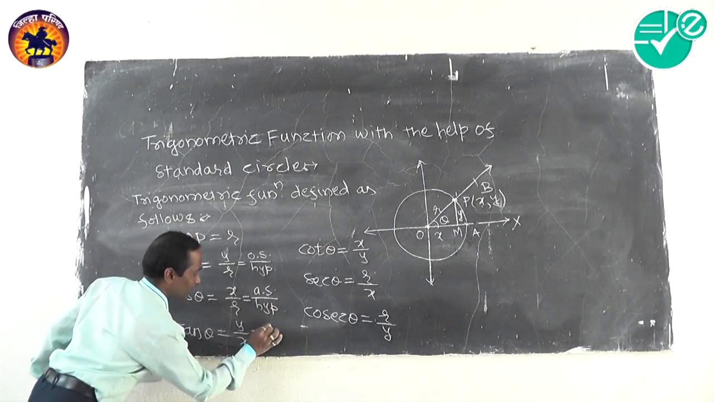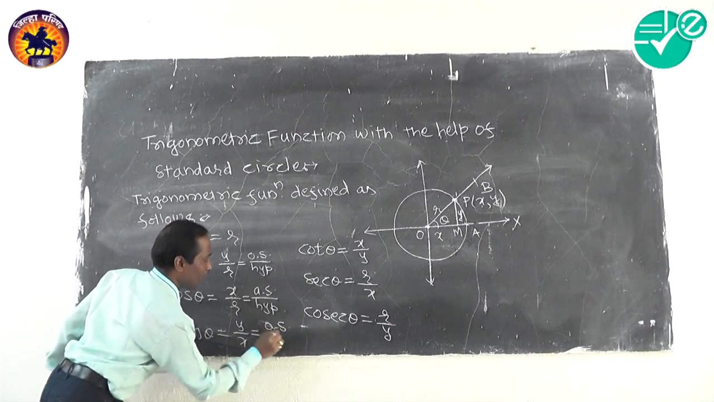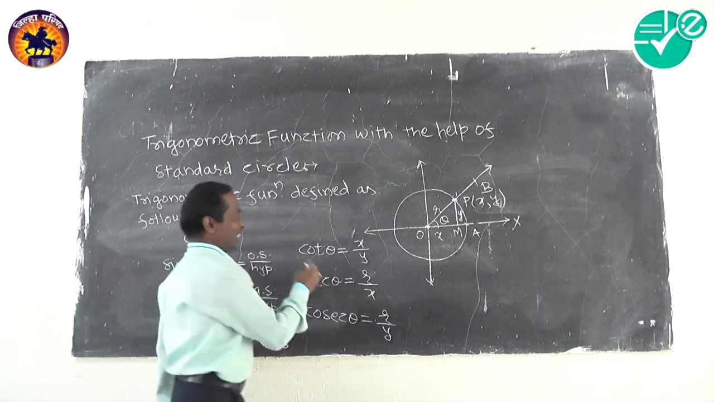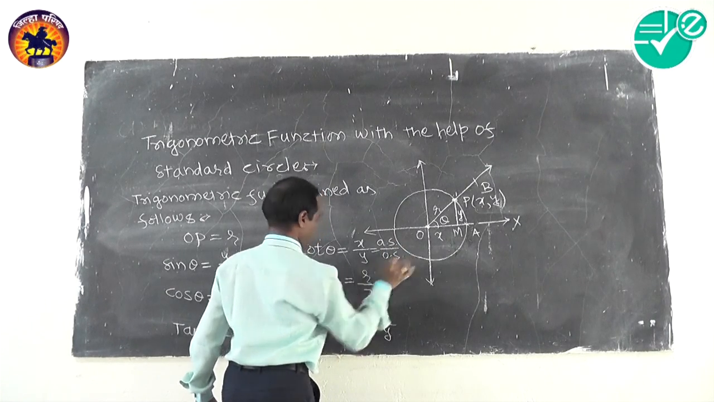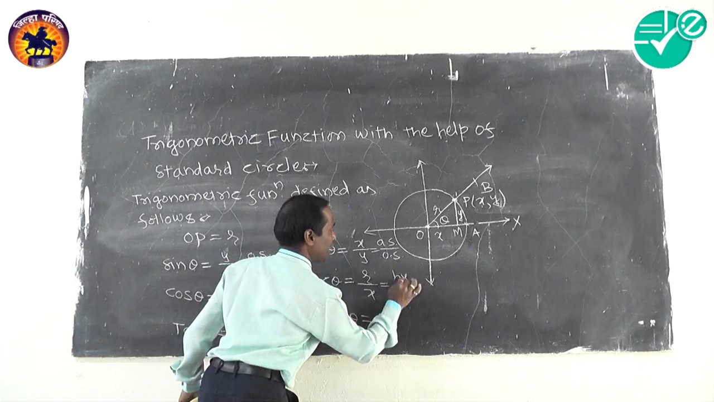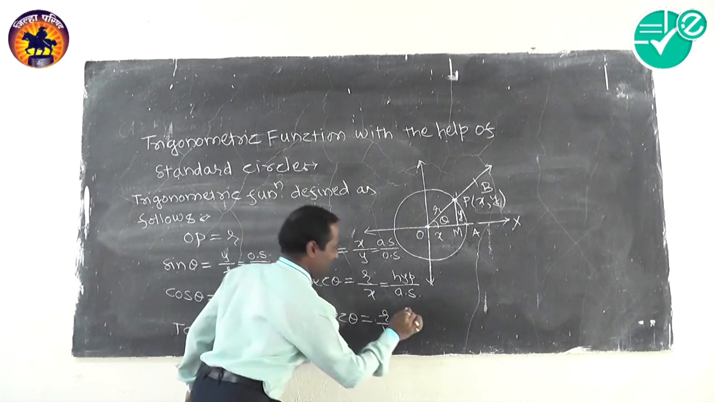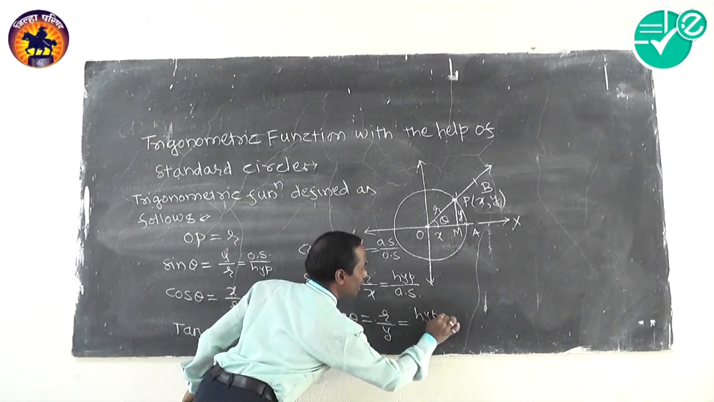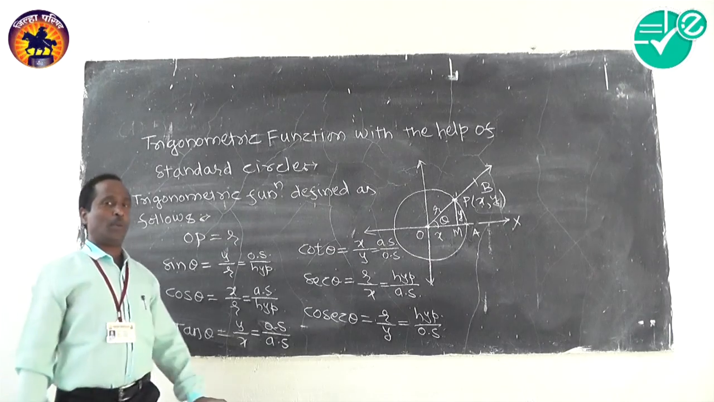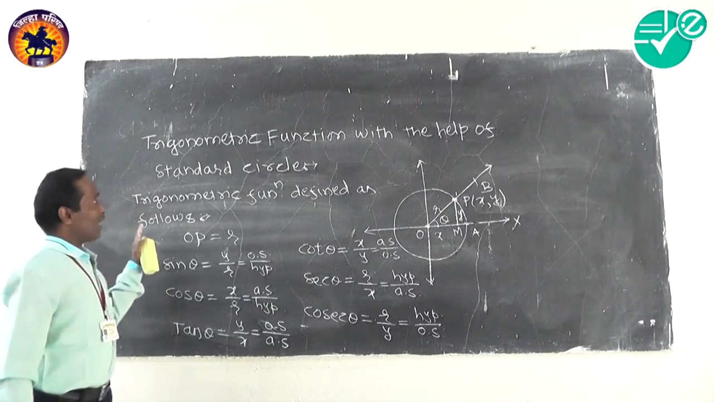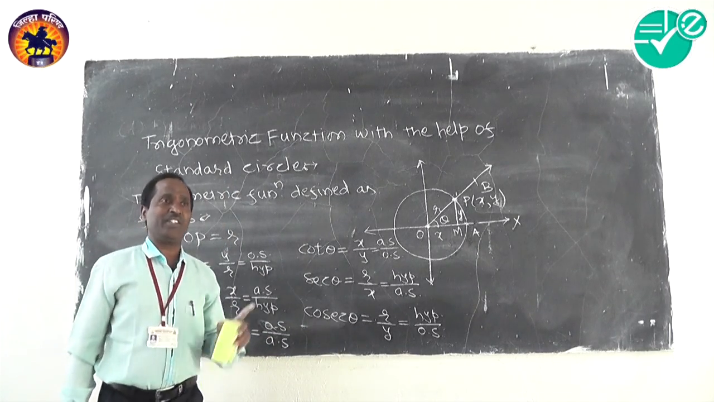Tan theta is equal to opposite side upon adjacent side. Cot theta is equal to adjacent side upon opposite side. Sec theta is equal to hypotenuse upon adjacent side. And cosec theta is equal to hypotenuse upon opposite side. These are the definitions of trigonometric functions with the help of the standard circle. Now the same concept is defined by using the standard angle.